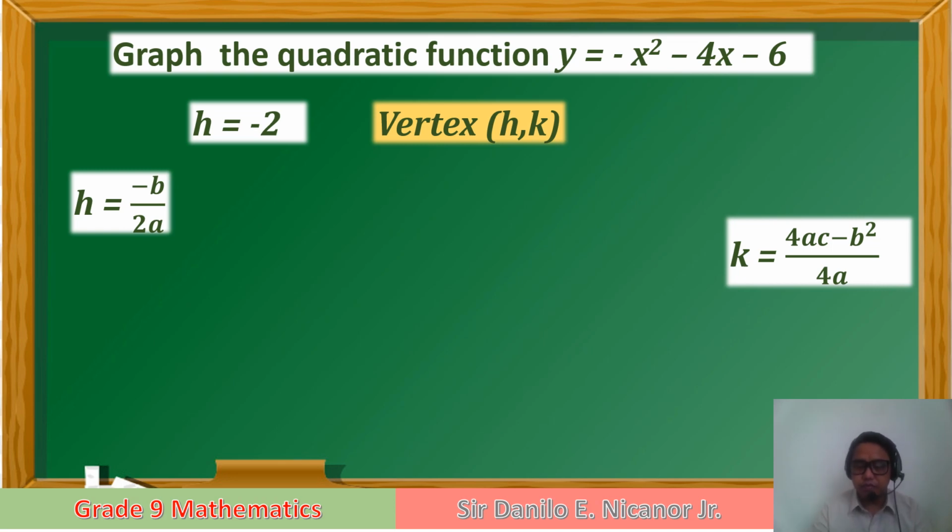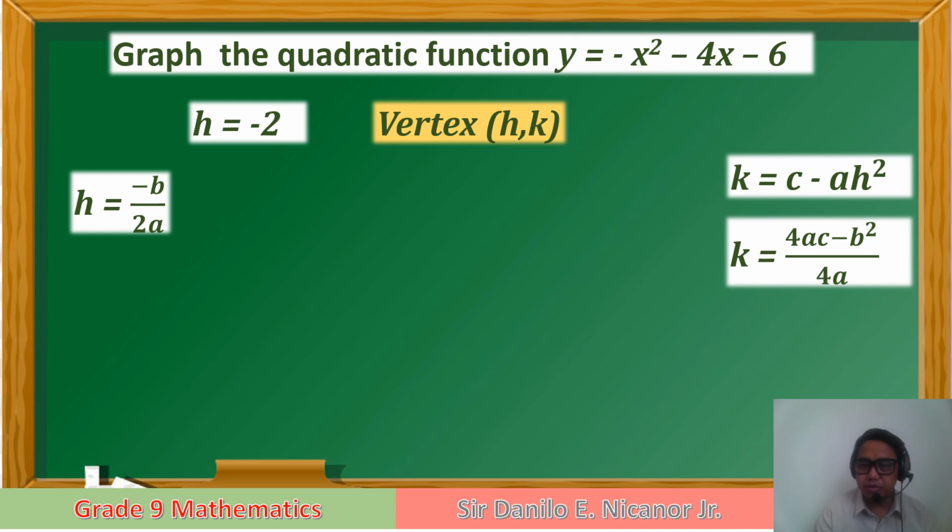Again, you can use this formula or this formula, whichever is easier for you. For me, this is easier: K is equal to C minus A squared. So if you get K is equal to negative 2, you're correct. Give yourself a big round of applause, with shouting too if you like.